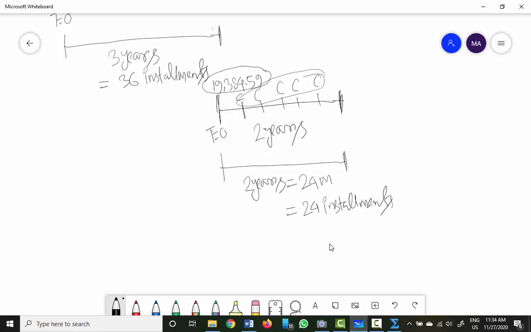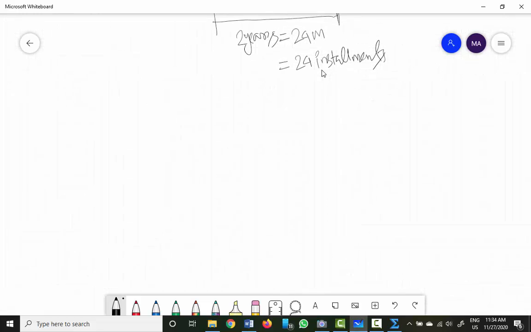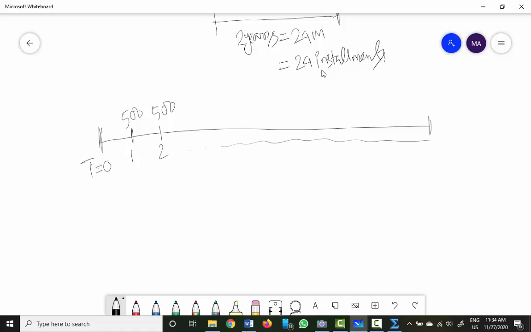Now let me show you the full diagram again. This is period 0, and at the end of each month she is paying 500 taka. She is depositing 500 taka in the DPS account, and like that way up to 5 years. 5 years means total 60 installments of 500 taka. This is the DPS account.